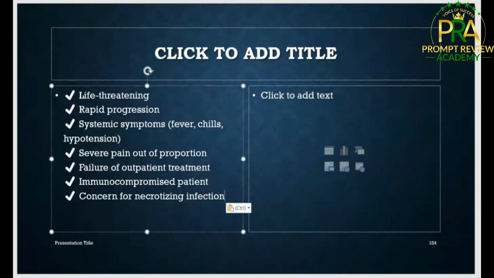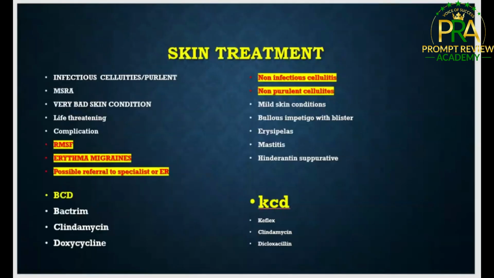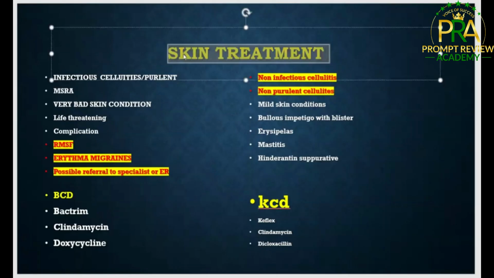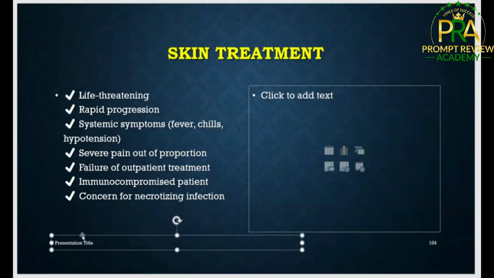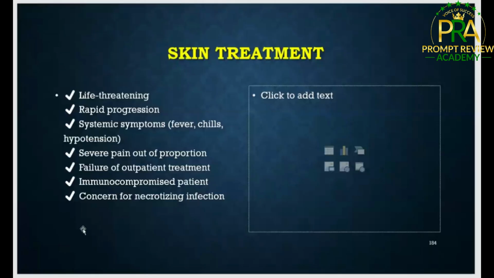So don't go and tell me that you will use Keflex when somebody has MRSA. Don't go and tell me that you will use Keflex when somebody has a purulent cellulitis. That is wrong. So you are worried about life threatening, you are worried about rapid progression, like cases of Rocky Mountain spotted fever. Like we said, you don't even need to wait for the lab to start the treatment. You are worried about systemic symptoms like Rocky Mountain, Lyme disease, purulent cellulitis, infectious cellulitis. With cellulitis, you are worried that the patient will have fever, chills.